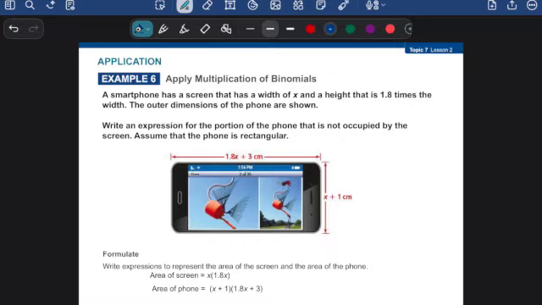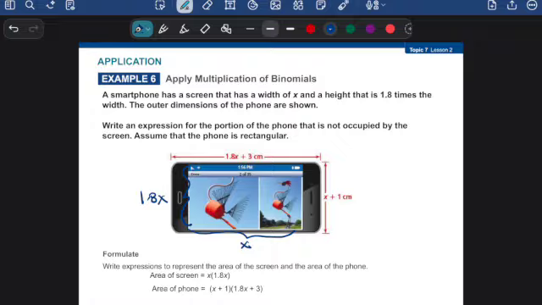We have a smartphone. It has a screen that has a width of x and a height that is 1.8 times the width. The outer dimensions of the phone are shown. So remember, just the screen is x, and the height of the screen is 1.8 times the width, so 1.8 times x. Okay. And then these are the outer dimensions in red. So obviously the phone is bigger than the screen. And the outer dimensions are 1.8x plus 3 and x plus 1.